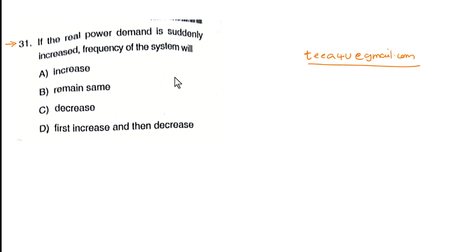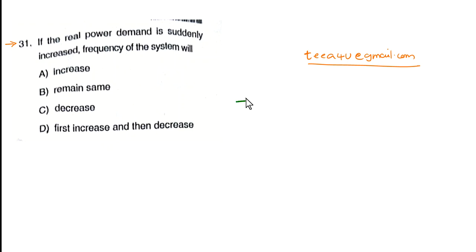Let's start the questions of power system here. If the real power demand is suddenly increased, the frequency of the system will: the options are increase, remain same, decrease, and first increase then decrease. The answer for this question we'll discuss here.